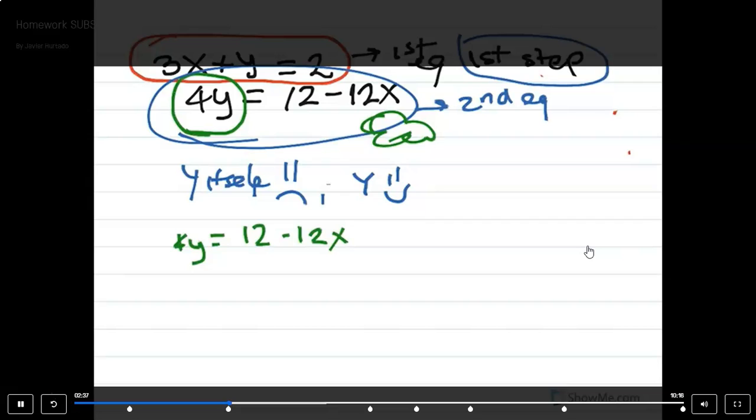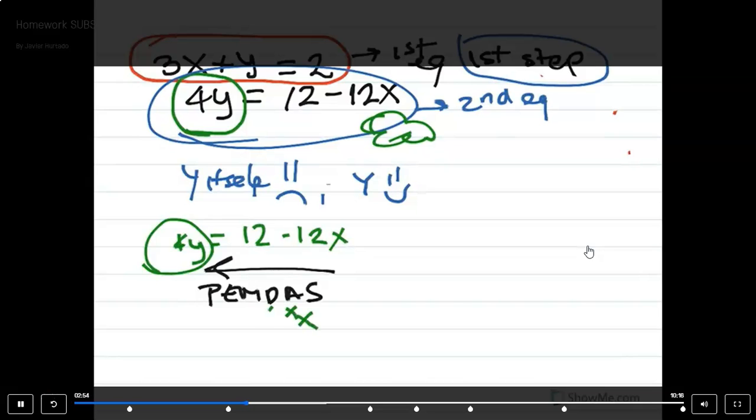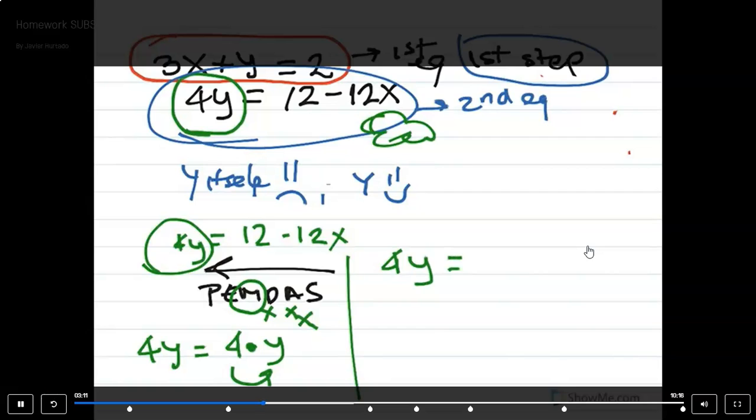Remember, when we are solving for a variable, we need to use PEMDAS in reverse order. On the left side of the equation, we don't have subtraction, addition, or division, but we have multiplication. 4y is equal to 4 times the y. So this 4 is multiplying the variable, okay? Because the 4 is multiplying the variable, we have to use the opposite operation, which is division. So in order to get rid of this 4, we have to divide the equation by 4.